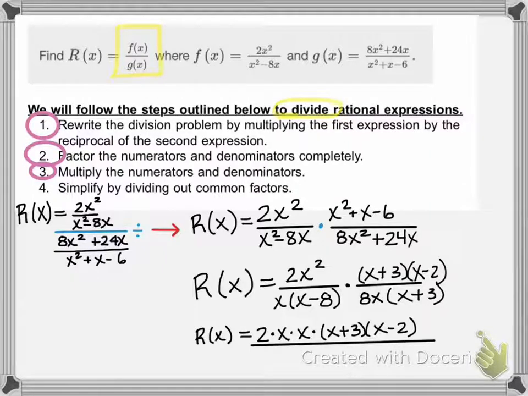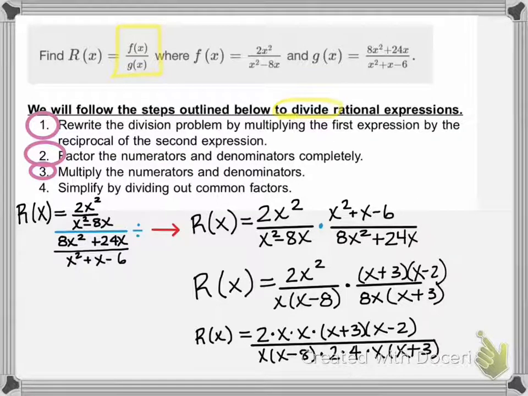And now I only have one fraction bar because I've multiplied the two fractions together. So in the denominator, I have x times x minus 8. Now I'm going to multiply that by 8x, but I'm going to factor 8 into 2 and 4. And again, you'll see why as soon as I start dividing out common factors. And then that gets multiplied by x times x plus 3. So now I have one fraction.